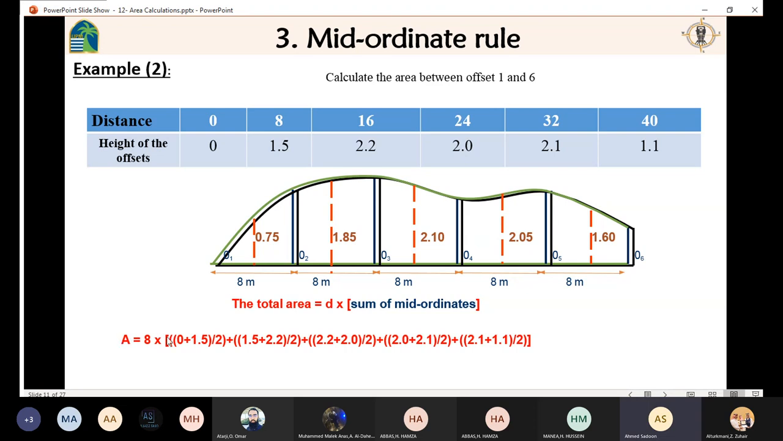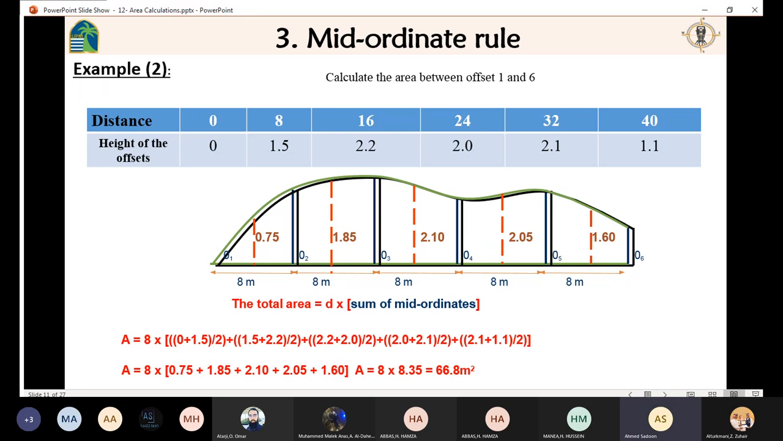So here I have the area, here I have the mid-ordinates. Now the total area is going to be 8 times the summation of the mid-ordinates. This one plus that one plus that one plus that one plus that one, and the area came out to be 62.8 meter square. So this method is going to give me a value equal to the method of the trapezoidal rule.